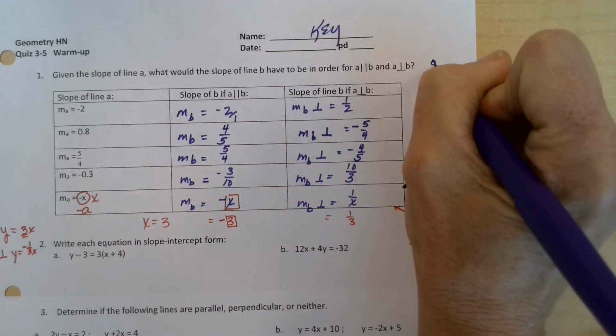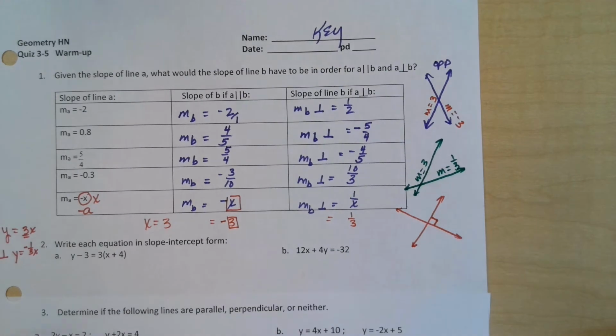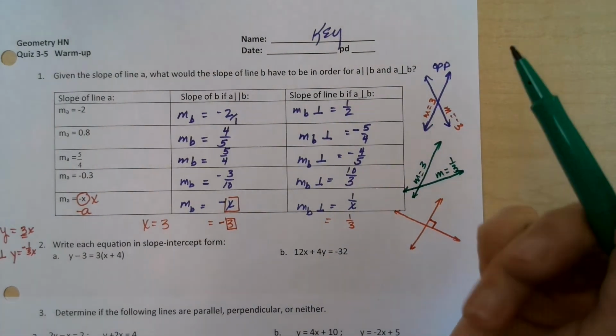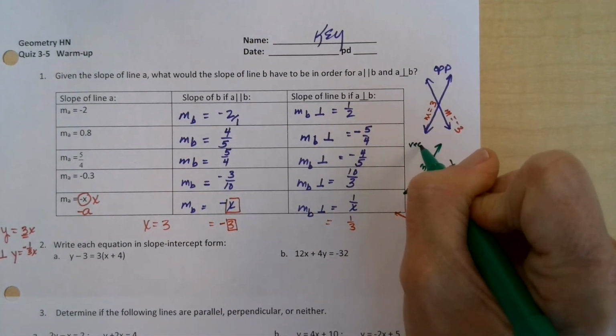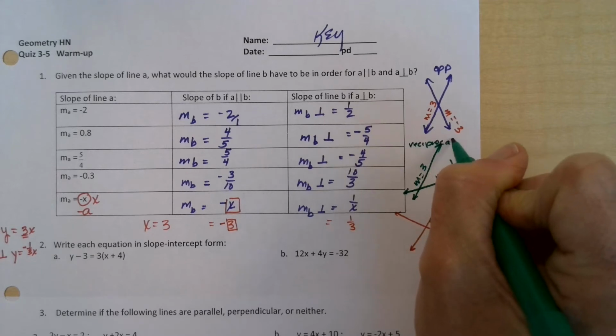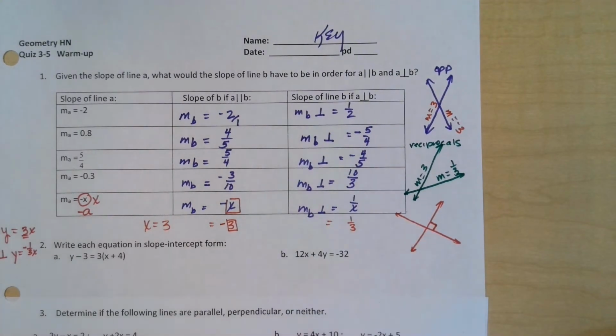Here's a picture of opposites. Here's a picture of reciprocals. Here's a picture of both. If you want lines to be perpendicular, both things have to happen. Okay?